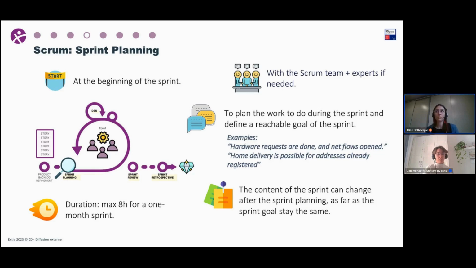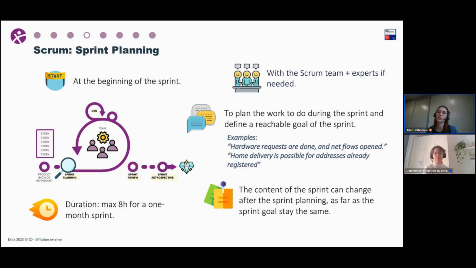So at the beginning of the sprint, you have the sprint planning. For a sprint of one month duration, this event can be eight hours, which is a lot, but that also means that you don't have other big meetings during the month. So that's why it's an eight-hour meeting.